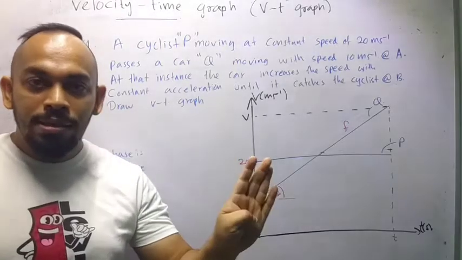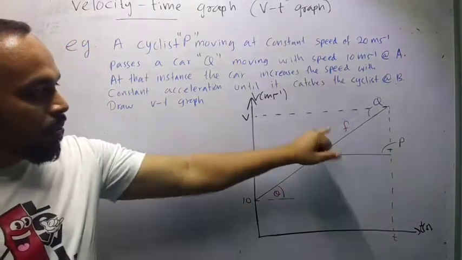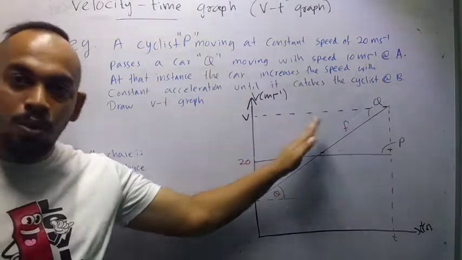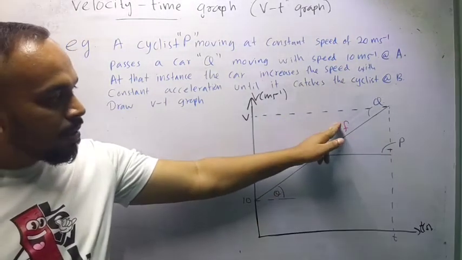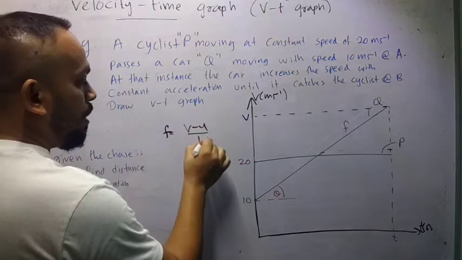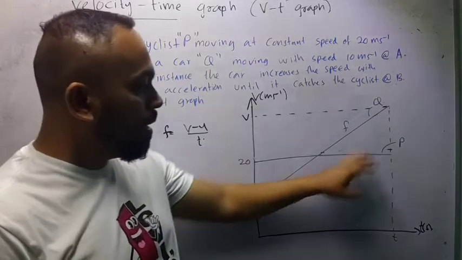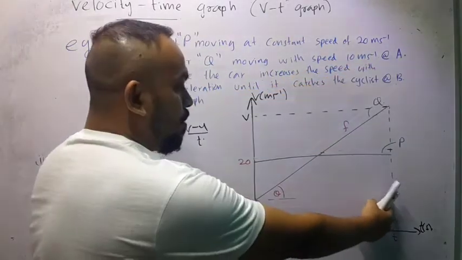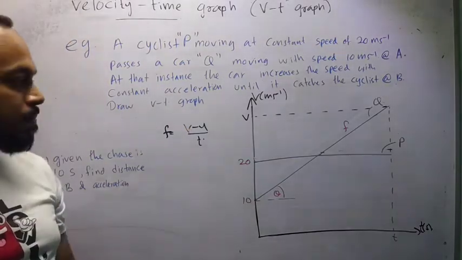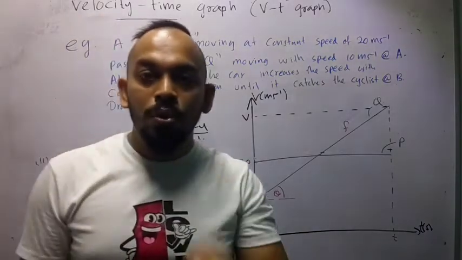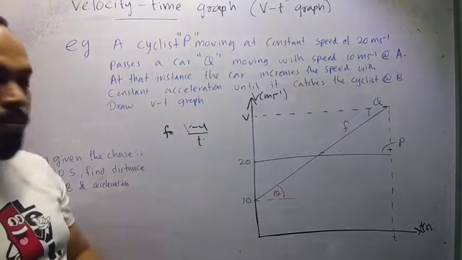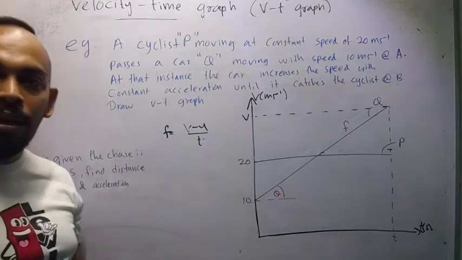We are not given acceleration. We are not given time. You know that the slope represents acceleration. Acceleration is represented by the slope, so f is equal to (v minus u) over t, the gradient divided by t. But the problem is we don't know v, we don't know t, and we don't know f. We don't know f, t, or u, so we cannot use the slope.